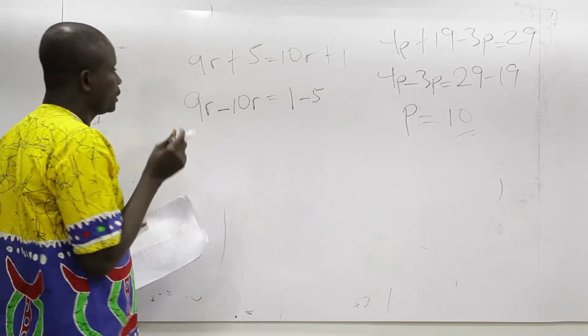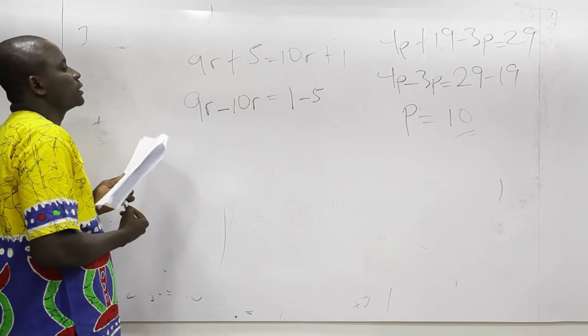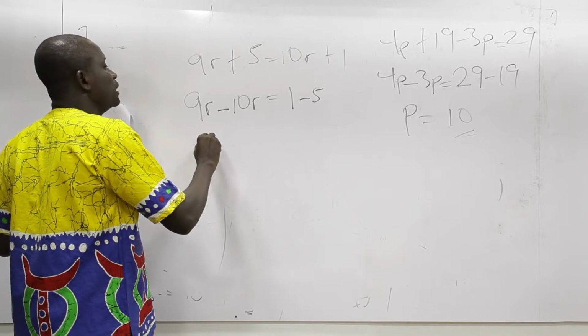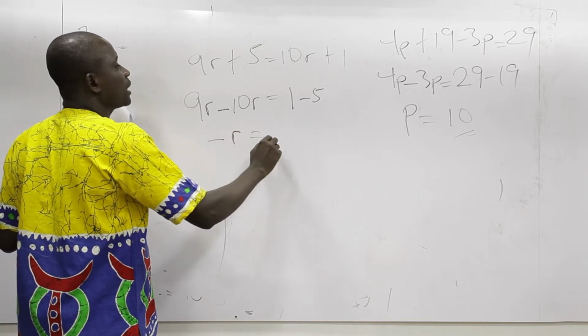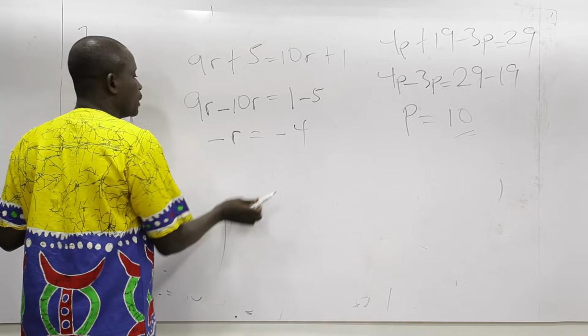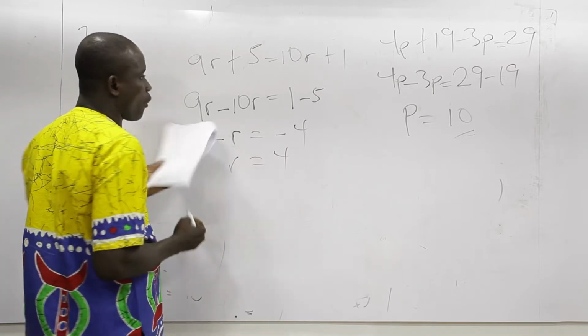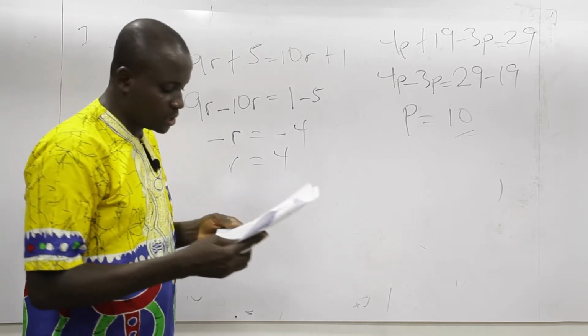Is that okay? So here, 9r minus 10r, as we said, will give you what? Negative r, or negative 1r, is equal to negative 4. So if I divide through both sides by negative 1, r is going to be what? 4. I guess I've made my point over there.